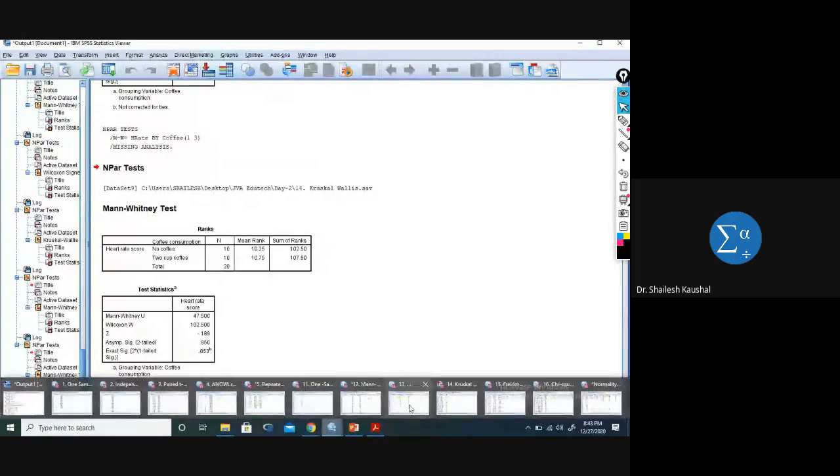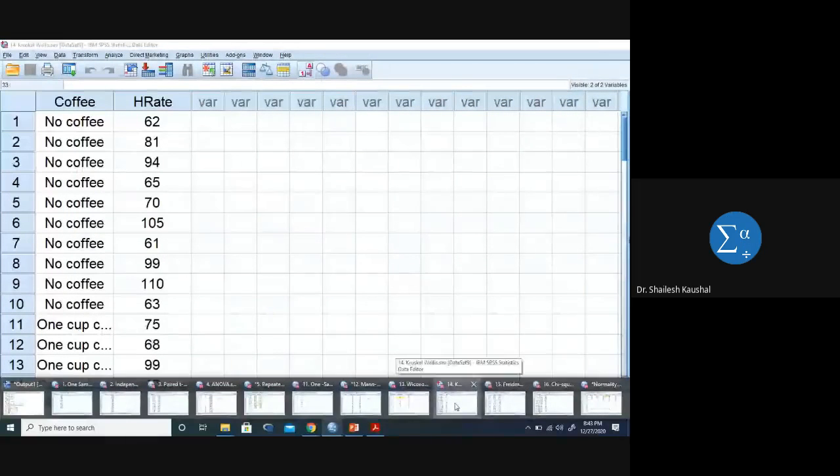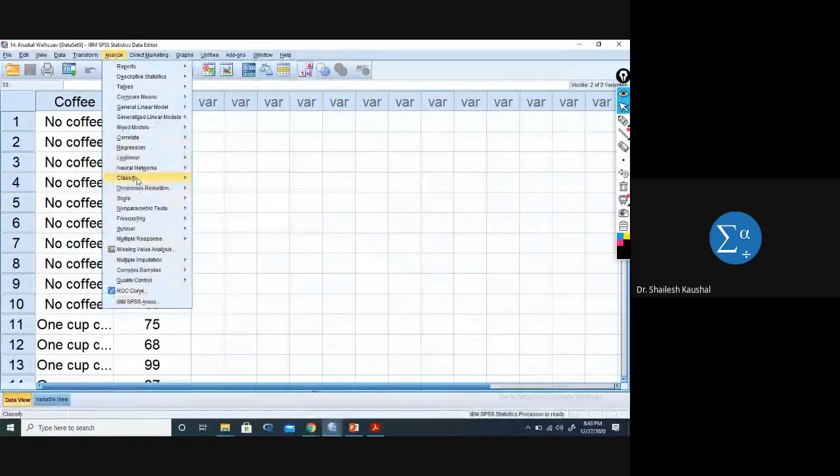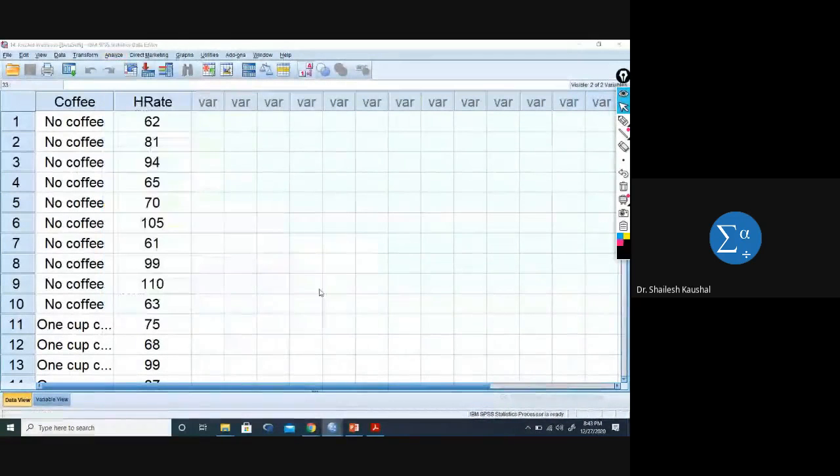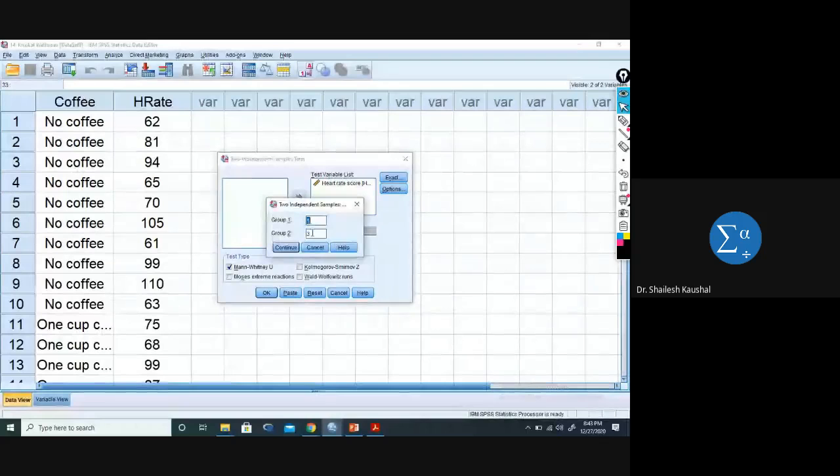Now I am comparing 1 cup coffee with 4 cup coffee. So analyze, non-parametric and then 2 independent samples, this 1 and 4, 1 cup coffee with 4 cup. Okay, continue and okay. Yes, the p value is 0.034, less than 0.05. It means your heart rate will increase significantly if you drink 4 cups of coffee per day.